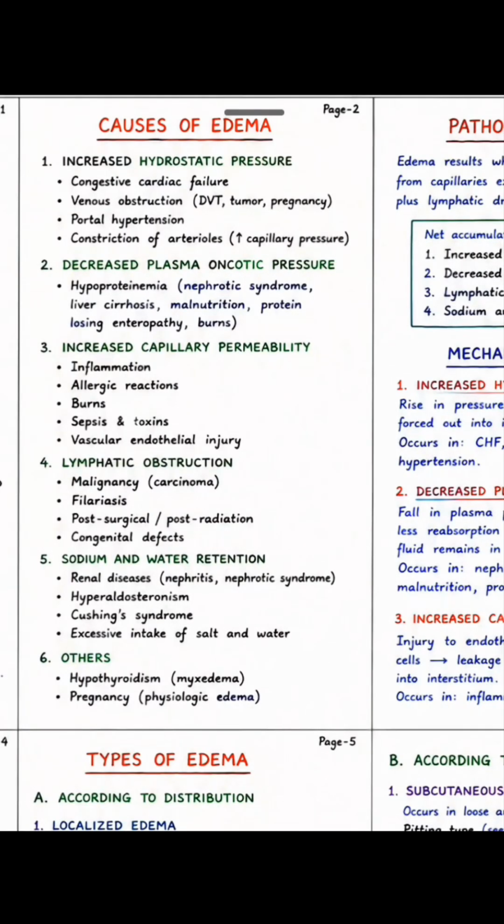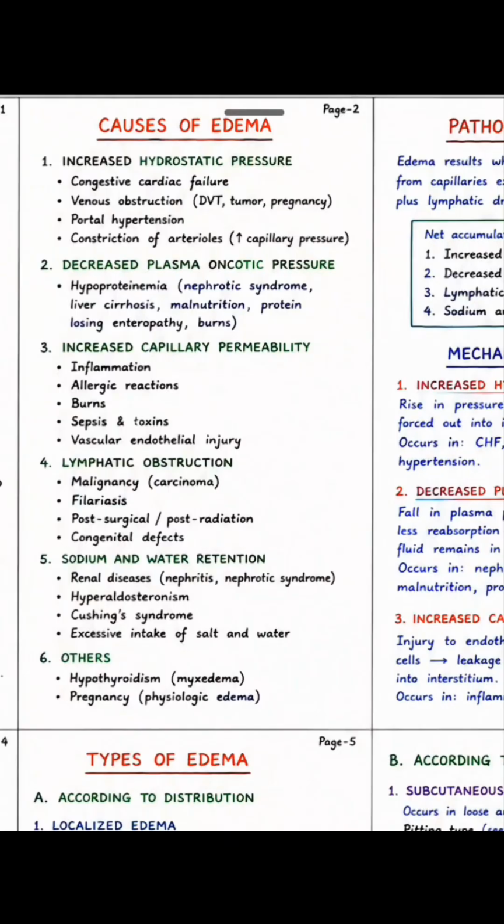Fifth is sodium and water retention. More salt in the body means more water held in the blood vessels, that is higher volume, which causes edema. And what are its causes? Renal disease, hyperaldosteronism, Cushing syndrome, and excessive intake of salt and water.